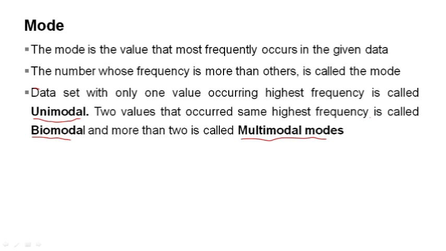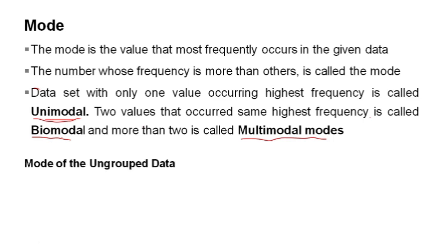So when the frequency data is given, we can easily locate, for the interval data, the class whose frequency is more. That class particularly we consider as the mode. For unimodal, there is one highest frequency; if there are more than one highest frequencies, then that is known as bimodal.